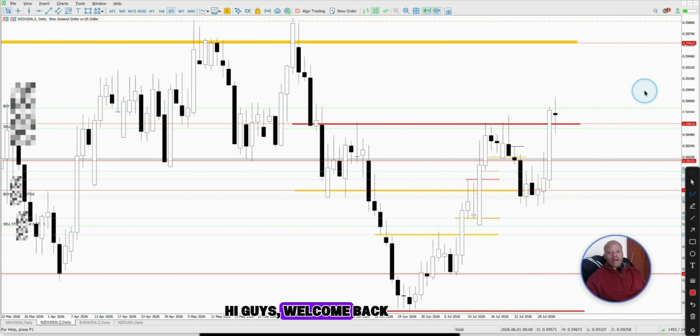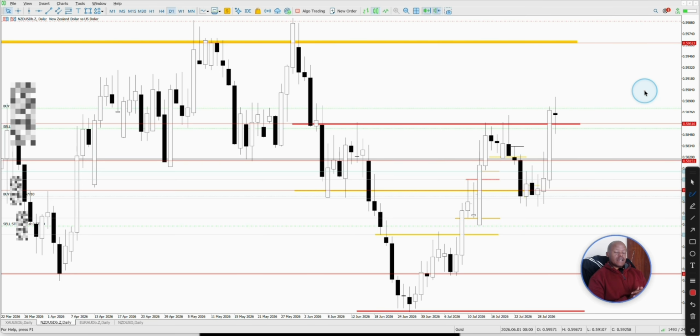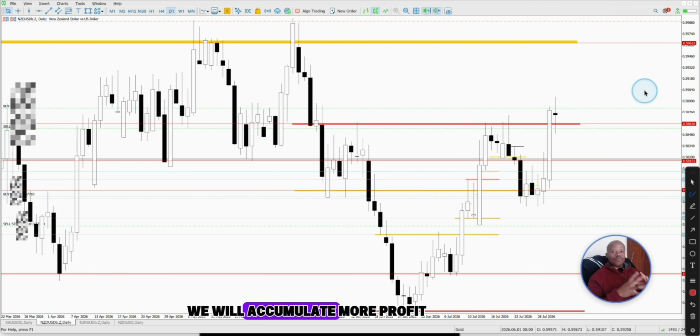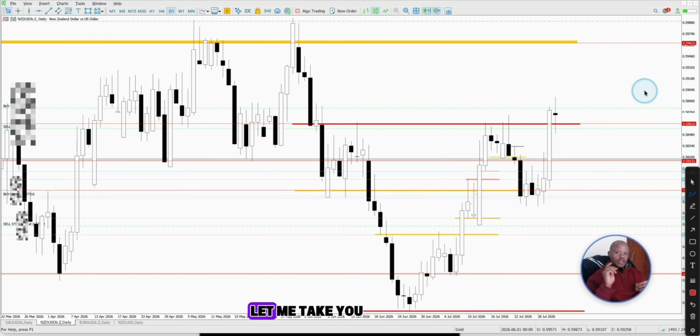Hi guys, welcome back. We are still following the market of New Zealand dollar versus US dollar. The breakout on 616 has occurred, and this indicates clearly that the level the market is looking for is 623, which is the next resistance key price level. The profit from the sell trade has been protected, and the buy trade is accumulating more profit. So as the price pushes to the next resistance level, we will accumulate more profit and cover the loss from the sell trade. Let me take you through.